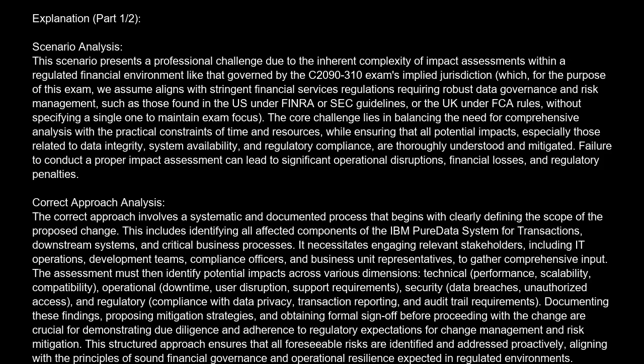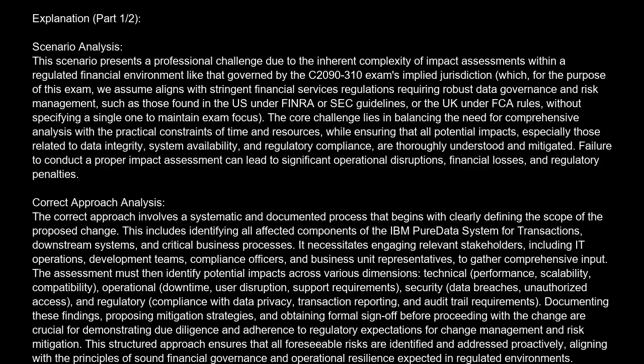The core challenge lies in balancing the need for comprehensive analysis with the practical constraints of time and resources, while ensuring that all potential impacts, especially those related to data integrity, system availability, and regulatory compliance, are thoroughly understood and mitigated. Failure to conduct a proper impact assessment can lead to significant operational disruptions, financial losses, and regulatory penalties.